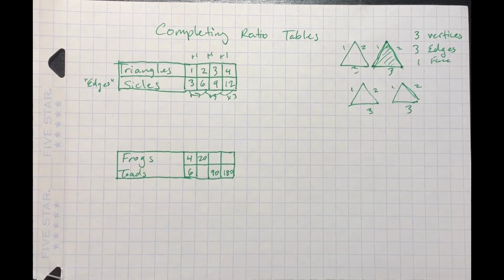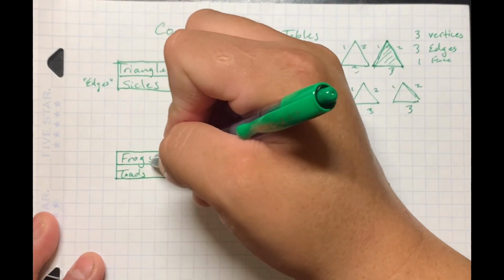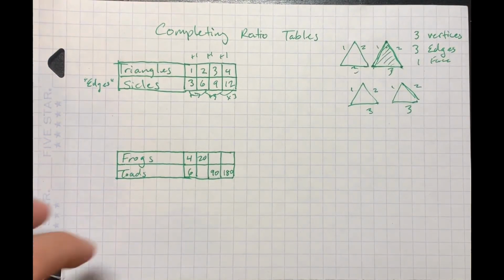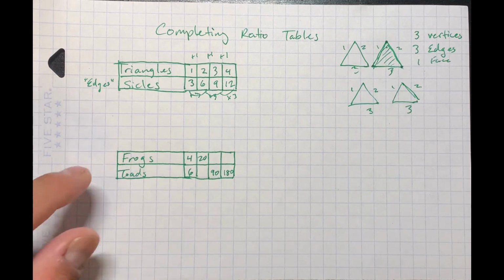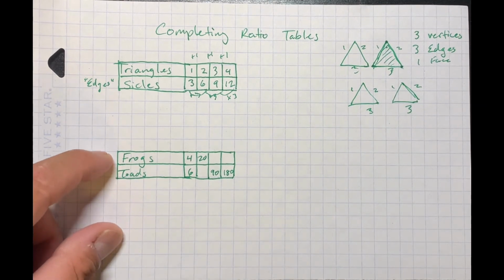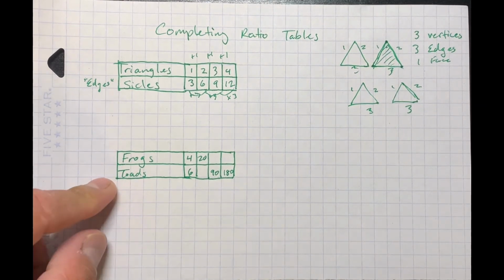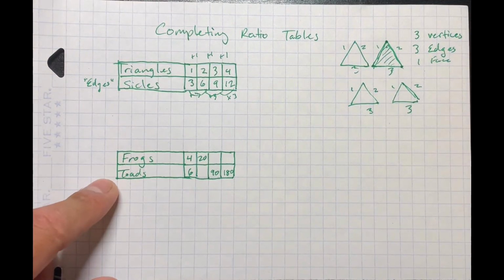All right, so hopefully that helps you guys out. And remember, mathematics, if you love solving puzzles, it's all about finding patterns, and have fun with it, guys. Now down below is another example, but this time we're comparing frogs to toads. Frogs is mentioned first, so that's your first quantity. Toads is going to be your second quantity.